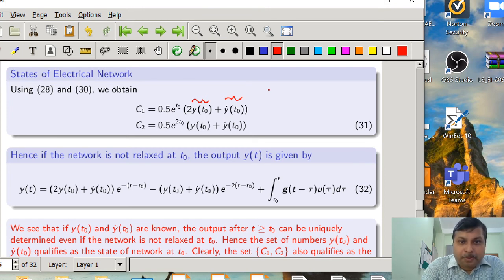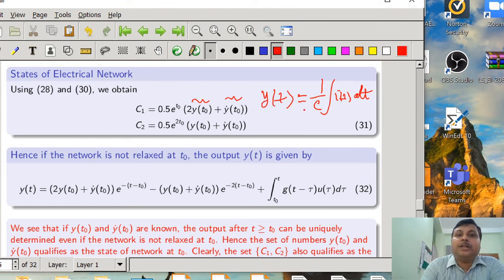Can you remember that y of t, we have defined as the system output, that is the voltage across the capacitor. So it is 1 by c integration of i dt. Now if I ask what is y of t0, that is basically the voltage across the capacitor. And what will be y dot of t0? That is actually the current which is flowing through the inductor. Fine. So now with the expression of C1 and C2, again we have written the expression of output y of t.